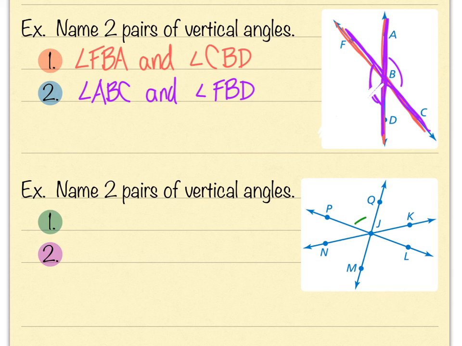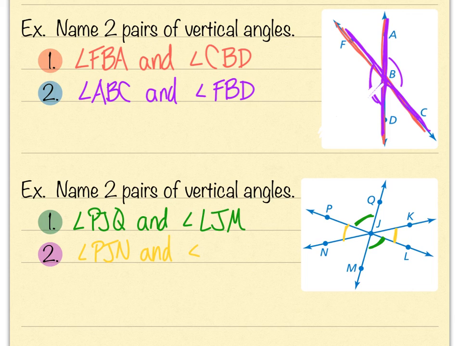How about this angle here and this angle there? They would be vertical. So angle PJQ and angle LJM, or MJL, however you want to say it. Those two would be vertical. And then I could say these two little cute angles here that I'm doing in yellow, angle PJN and angle KJL, are vertical and therefore congruent, which means they're the same size.